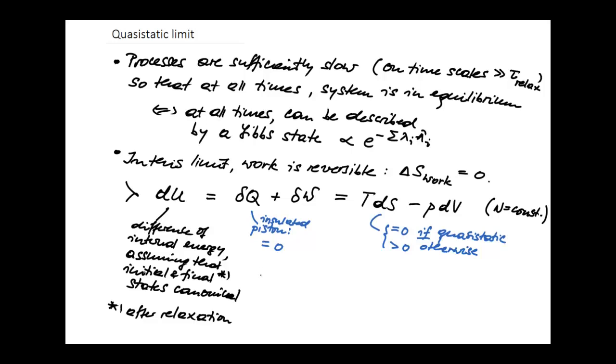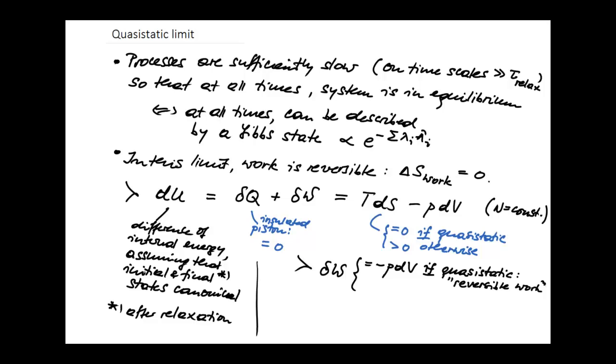From this we conclude, well, on the left-hand side of the equation, you just have delta W, the work performed. And on the right-hand side, if the process is quasi-static, the first term vanishes and you just have minus PdV. So you find that the work is equal to minus PdV if the process is quasi-static. Or in other words, if the work is reversible.